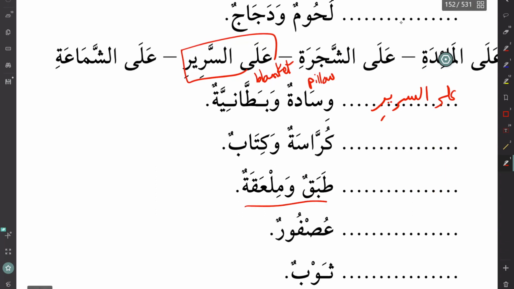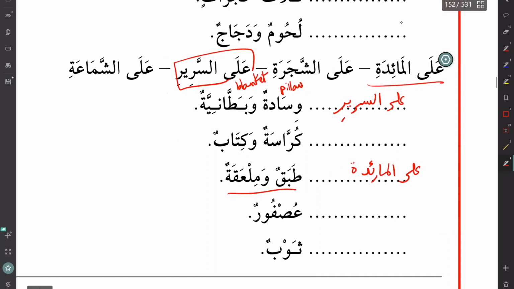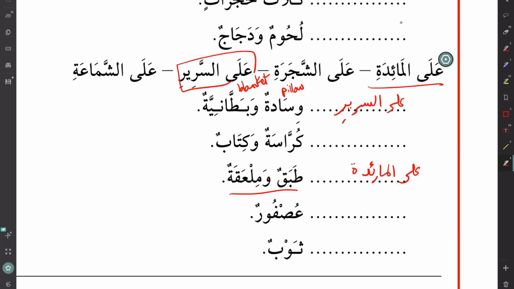Tabak is dish and mil'aka is spoon. So this one probably you will be using what? Ala al-ma'idati. Okay, you can say ala al-ma'idati. Okay, why ma'ida? Because ma'ida is a dining table, right? And ala shajarati usfur. Okay, so you can say usfur ala shajara, right? On the tree is a bird or sparrow.